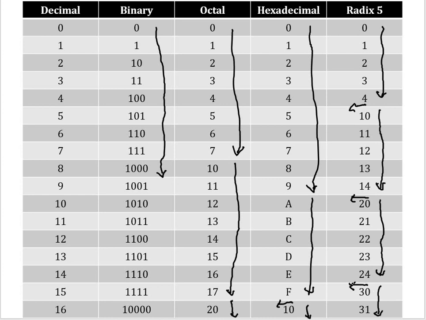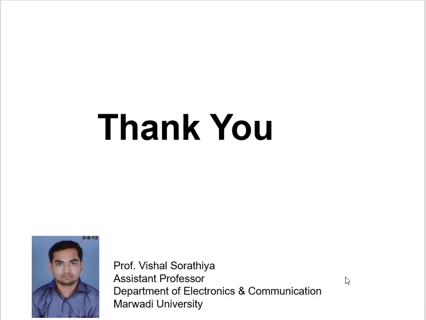Okay, so that is all about the number systems we have. We have discussed decimal, binary, octal, hexadecimal, radix 5, and any type of radix you can convert by using this analogy. Thank you.